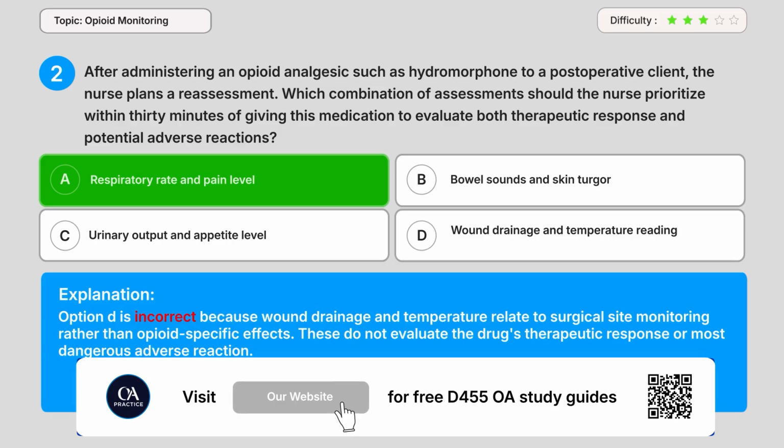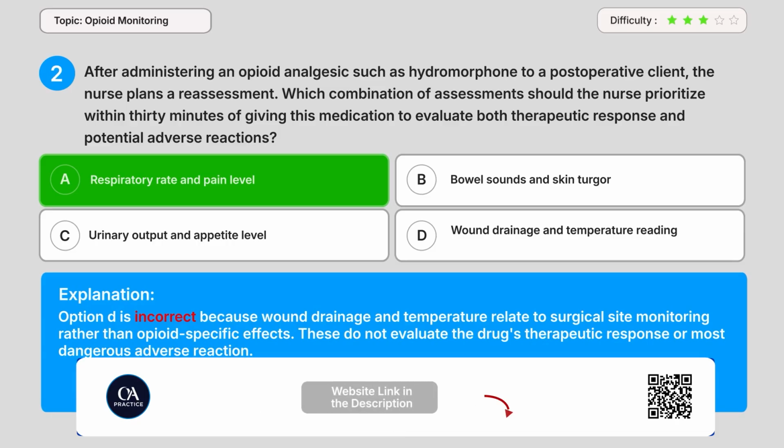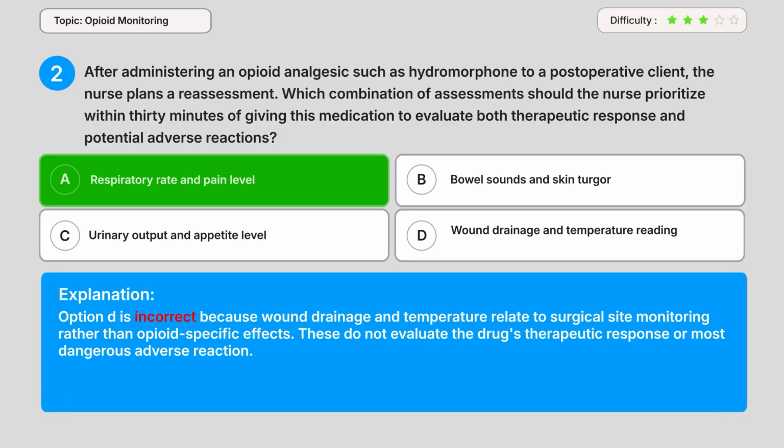Option D is incorrect because wound drainage and temperature relate to surgical site monitoring rather than opioid-specific effects. These do not evaluate the drug's therapeutic response or most dangerous adverse reaction.